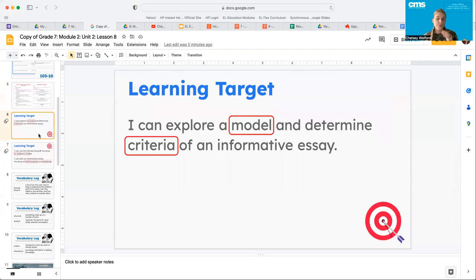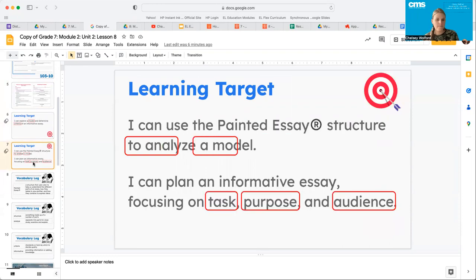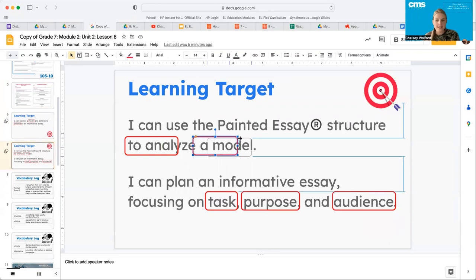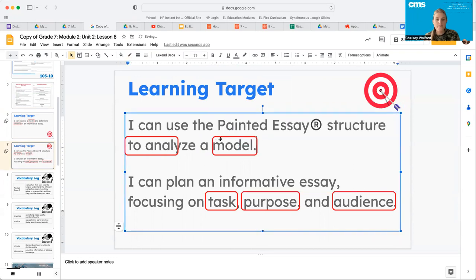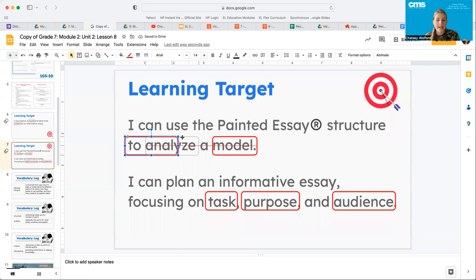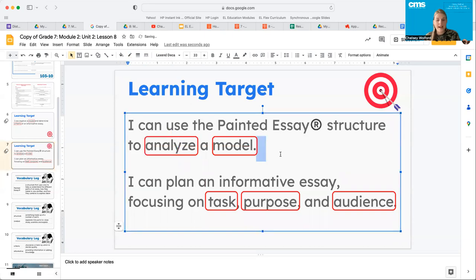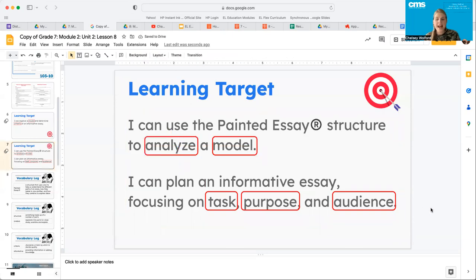All right, guys, so we have 3 learning targets today. The first one says, I can explore a model and determine criteria of an informative essay. The second one says, you guys know this drives me nuts when this does this. I can use the painted essay structure to analyze a model, and I can plan an informative essay focusing on task, purpose, and audience.